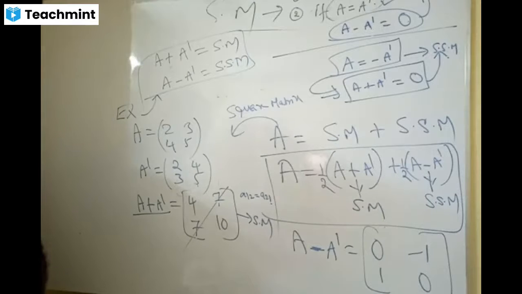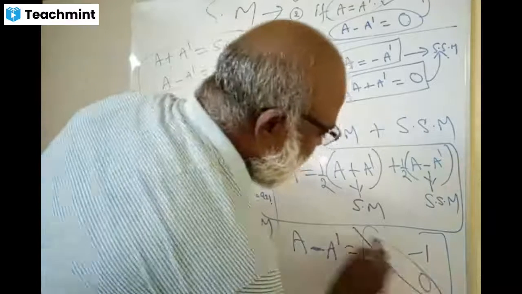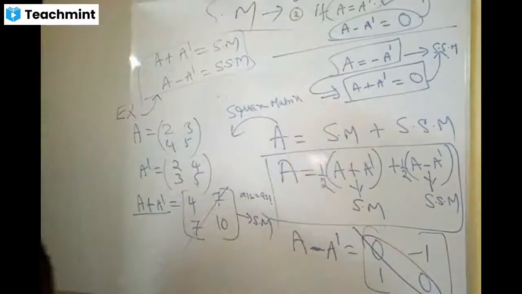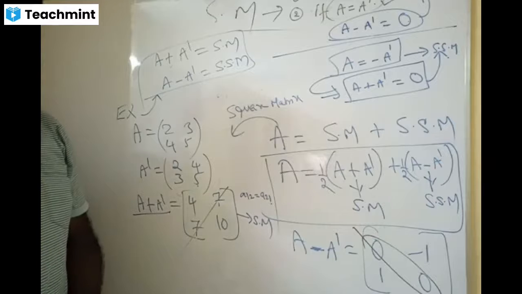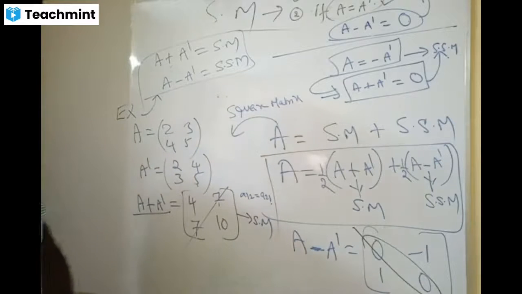0 and 0 are equal. 0 and 0 are diagonal elements, my dear. The principal diagonal elements must be zeros. Wow. See this. Clear? Yes, we all understood, sir.